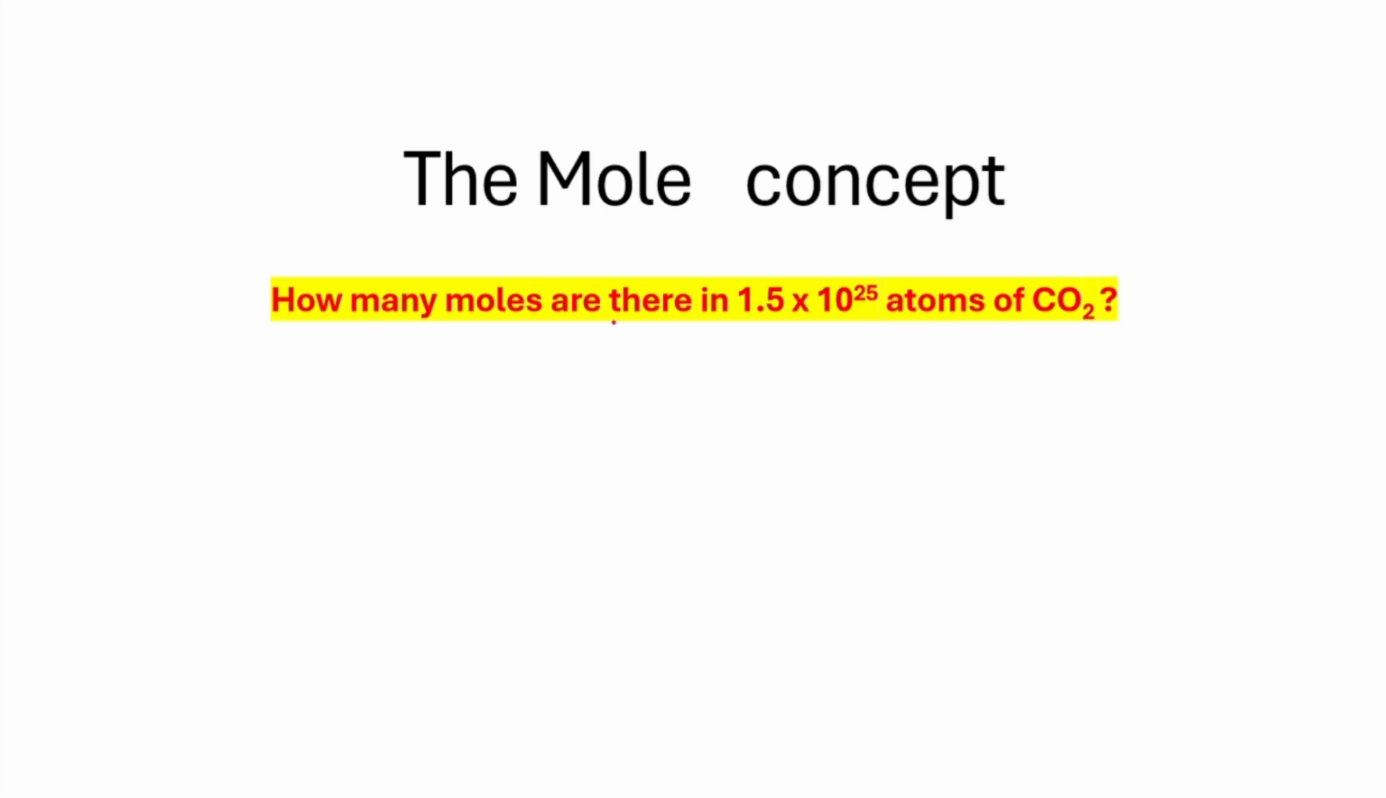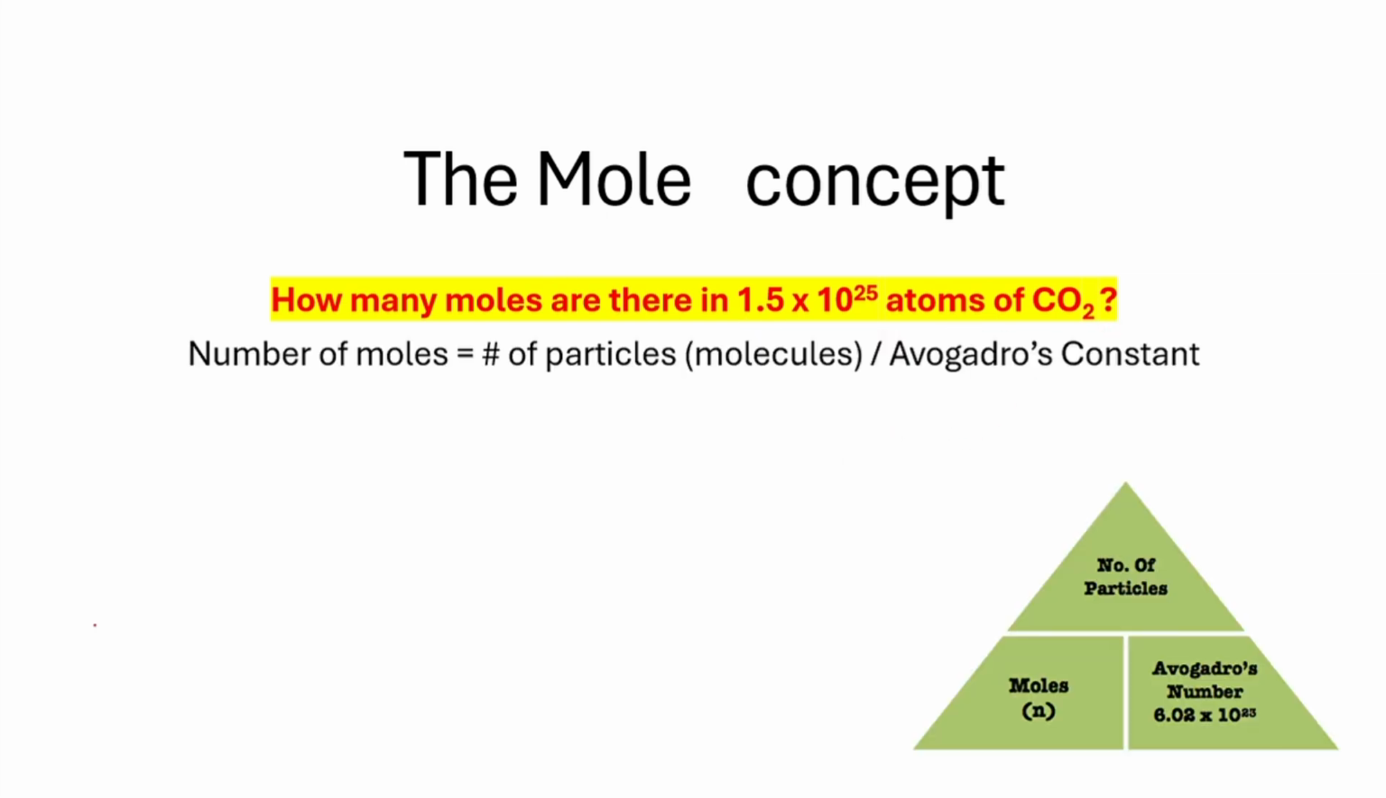It says, how many moles are there in these many atoms of carbon dioxide? We know already the relationship between the moles and the particles and the Avogadro's constant. So we know that to find out the number of moles, we just have to take the particles and then divide it by the Avogadro's constant. So this is the relationship. We already know the value of Avogadro's constant. The only thing we need to write down is the number of particles.